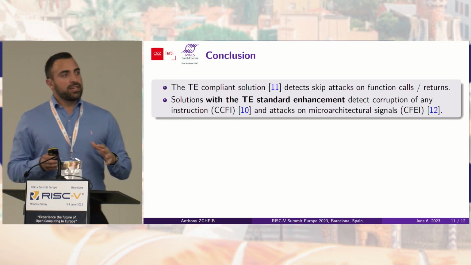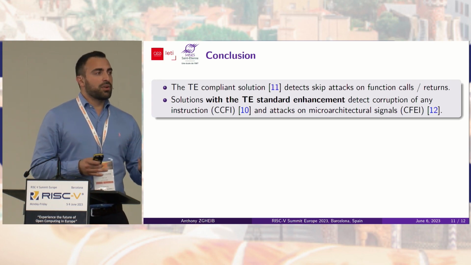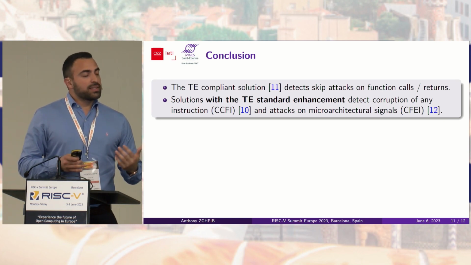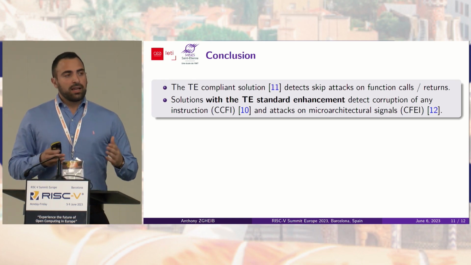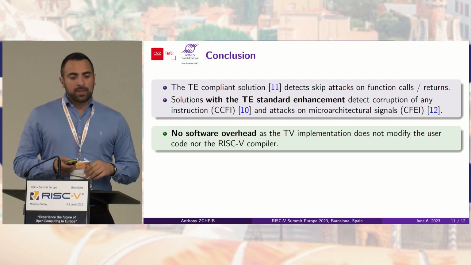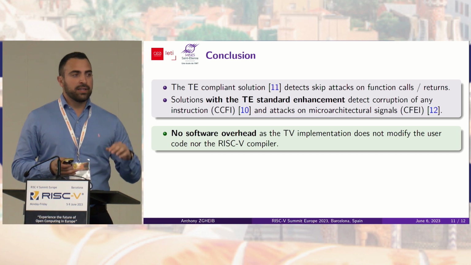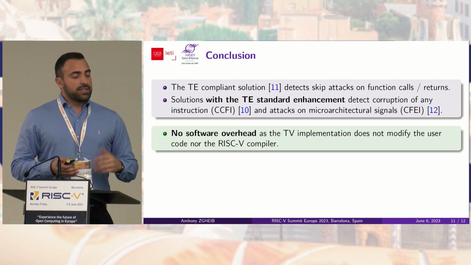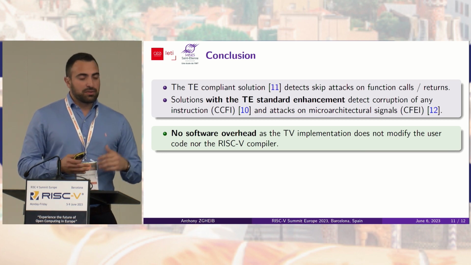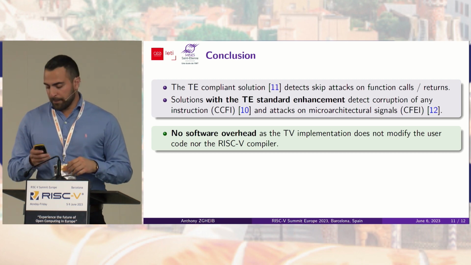So in this presentation, I described approaches for verifying the CFI of a program. The first one follows the trace encoder standard, and the second one enhances the standard in order to cover more complex faults and also faults on the microarchitecture of a RISC-V core. For both approaches, we don't have software overhead, as our implementation does not modify the user code, nor the RISC-V compiler. The metadata are generated by a custom program independent of the RISC-V compiler, and are stored in a standalone memory connected to the trace verifier.